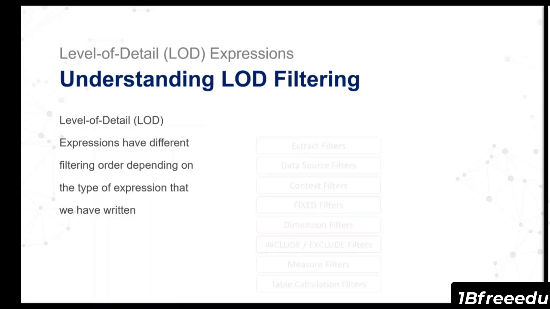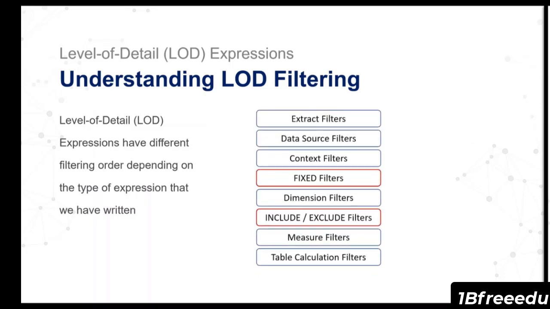Easiest way to do this is to visualize it. So the first two filters in our filtering order is extract data source, then we have our context filters, and then we have our first LOD filter. So we would apply the fixed first because the fixed defines the exact objects that we are dealing with. After which we can have our dimension filters, so this is all your dimensions that you're throwing into your filter pane. After which we then have include and exclude.